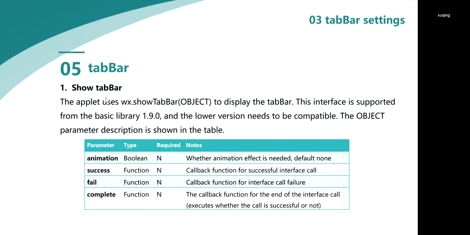And for the Tabbar, we have a method which is Weixin show Tabbar to display the Tabbar. And this interface is supported from the basic library 1.9, and the lower version needs to be compatible. The object parameter description is shown here in this table. We have the animation, to show whether an animation effect is needed. And by default, it's none. We have success, fail, complete as others.